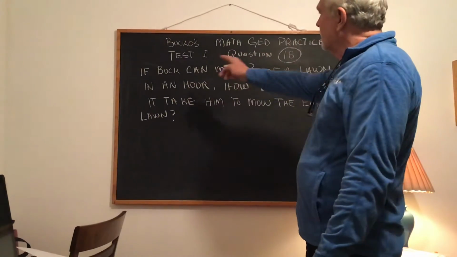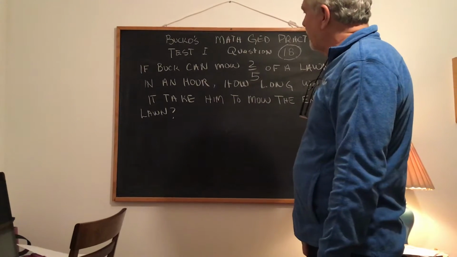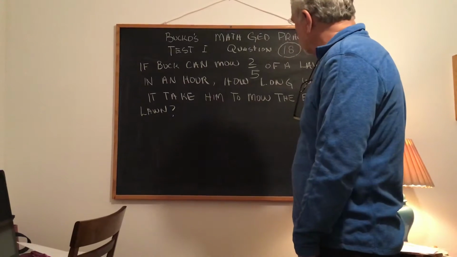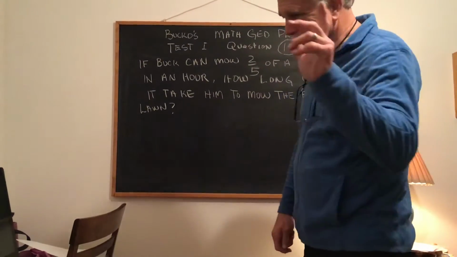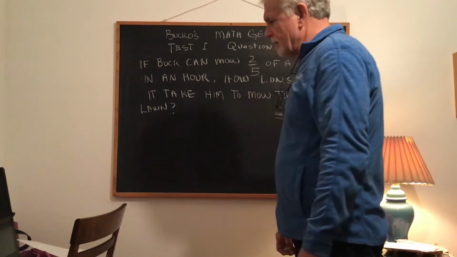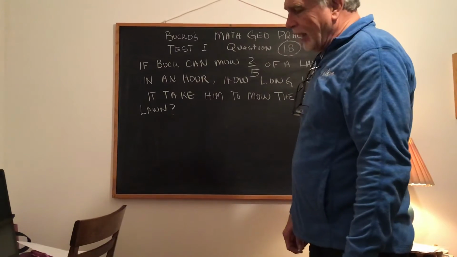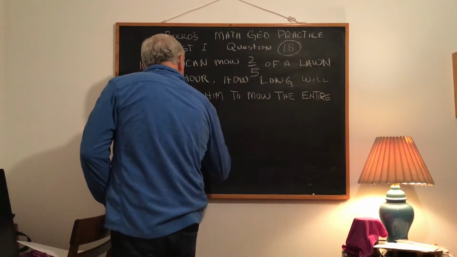All right, anyway, here's problem number 18 from the GED practice test. If Buck can mow 2/5 of a lawn in an hour, how long will it take him to mow the entire lawn? This is a good one for two equal fractions or proportions. So we go 2/5 of a lawn.